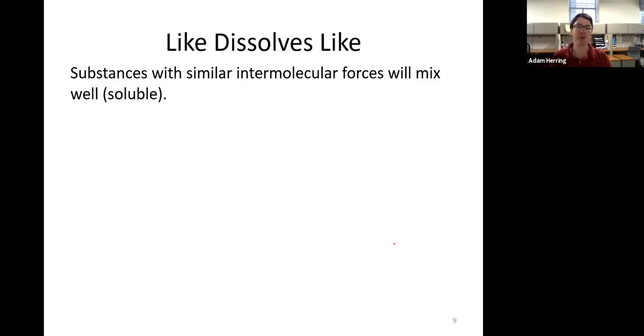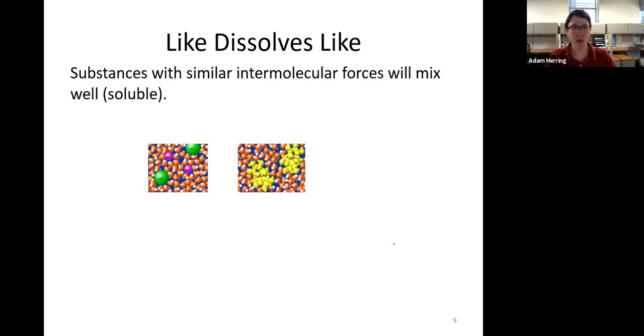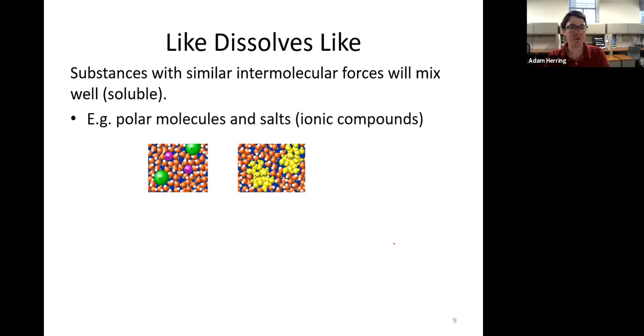Now, what causes the dissolution process to occur? It's because the intermolecular forces that are formed when the substance dissolves are more favorable than with the two substances on their own. And generally speaking, we use the term like dissolves like. So when you have polar molecules and salts or ionic compounds, those will dissolve well together. This is an example of sodium chloride or sugar dissolving in water. Both of those are polar or ionic, and water is polar.